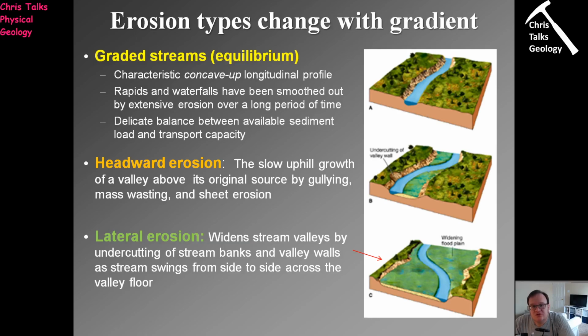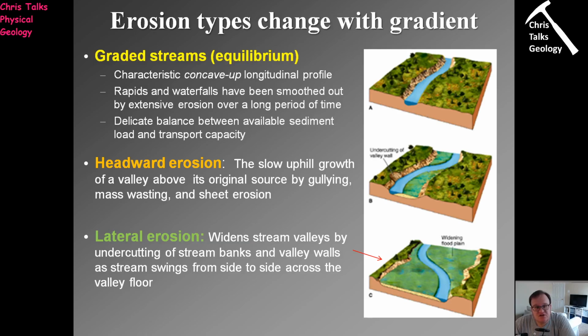Well, a river will tend to want to achieve what we would call equilibrium. So it wants a nice balanced situation. And so that's the characteristic of the concave up longitudinal profile, which is the perfect profile the river wants to achieve. Once it achieves that profile, it is happy, for want of a better description. Essentially, rapids and waterfalls have been smoothed out and eroded away, and if there's been any kind of depression, that's been filled in by sediment. And so what you have at this point is this delicate balance between the available sediment load and the transporting capacity. So the river has essentially achieved equilibrium, and that is exactly where it wants to be.